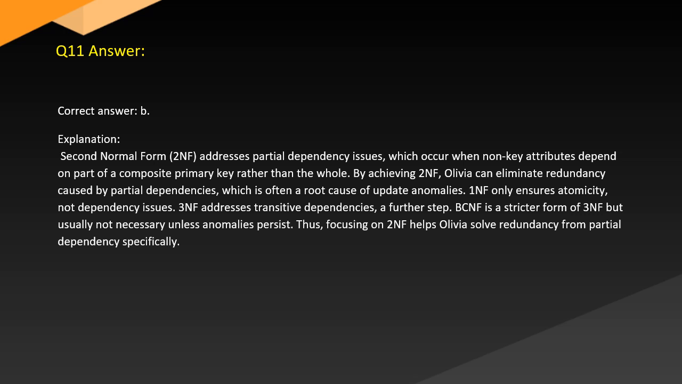1NF only ensures atomicity, not dependency issues. 3NF addresses transitive dependencies. BCNF is a stricter form of 3NF, but usually not necessary unless anomalies persist. Thus, focusing on 2NF helps Olivia solve redundancy from partial dependency specifically.